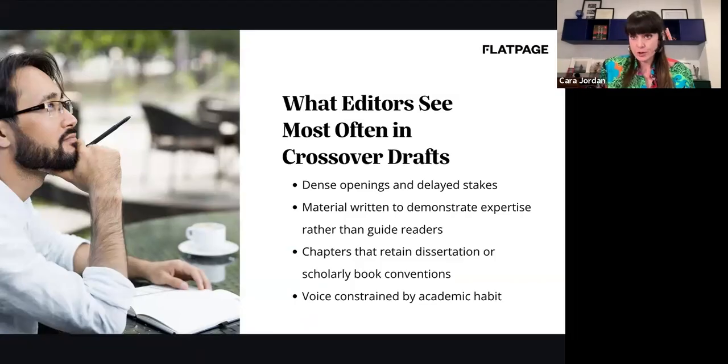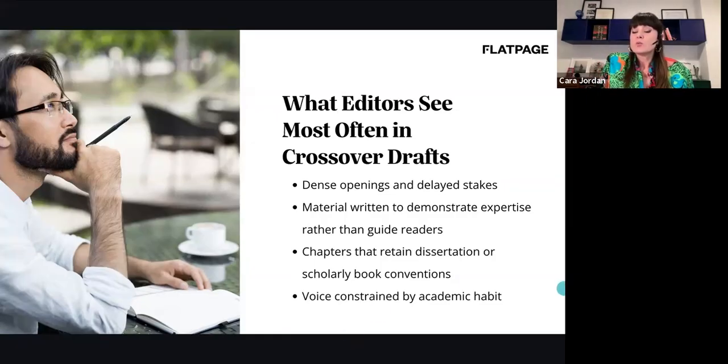Now, I speak from an editorial point of view, and before we got on this call, there are other editors here in the room, I'm sure, but let's talk about what editors see when they look at crossover drafts, because we see a lot of drafts, especially at Flatpage. Again, we work with a lot of authors who are coming to us with these kinds of book projects, not only for our editorial agency, but also we publish these kinds of books ourselves. So when we're early on in the process of conversion, we don't see books that have bad ideas. They all have good ideas.